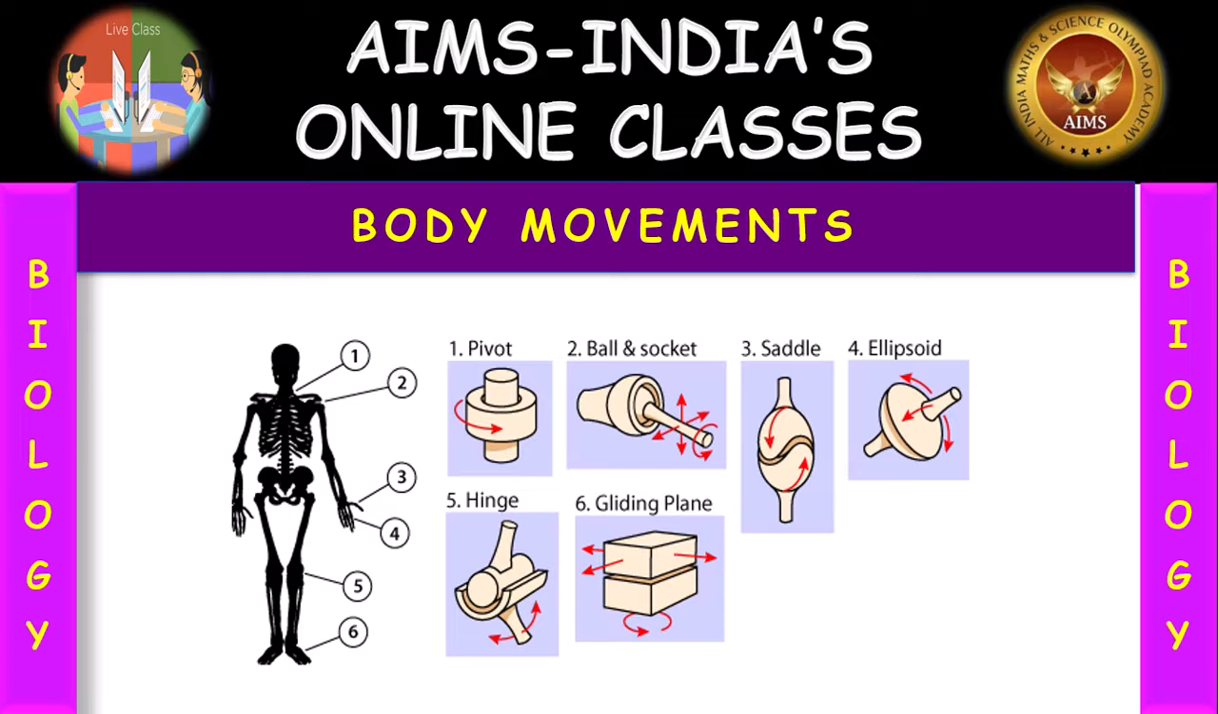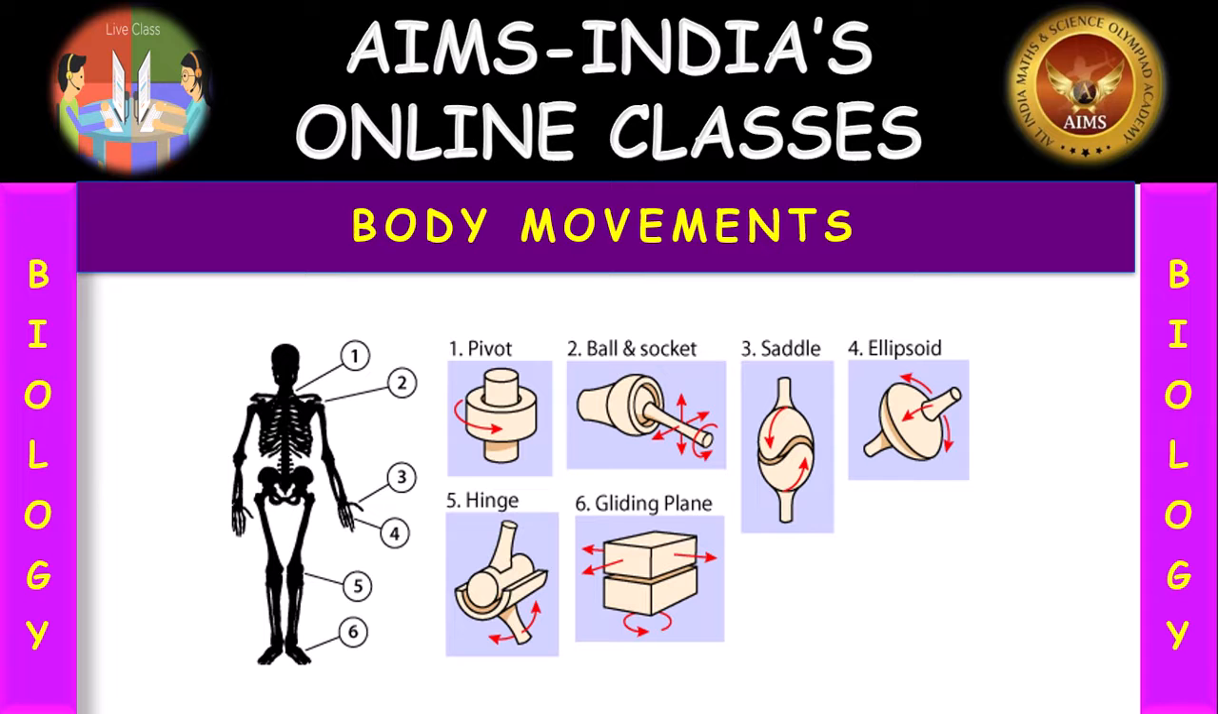There are three main types of joints. What are they? Immovable joints, imperfect movable joints, and perfect movable joints, or freely movable joints. Movable joints are also called synovial joints. A synovial joint has a synovial or joint cavity, which means a space between the articulating bones.